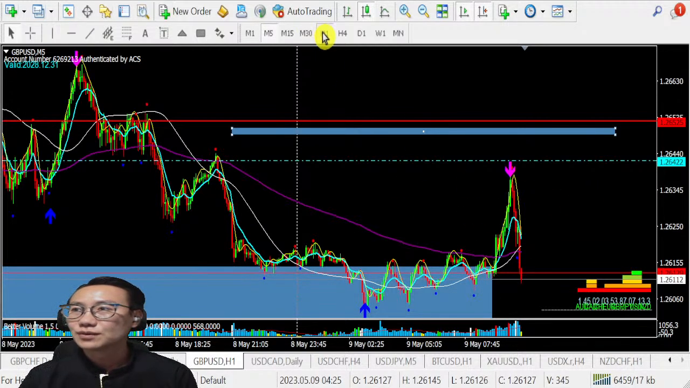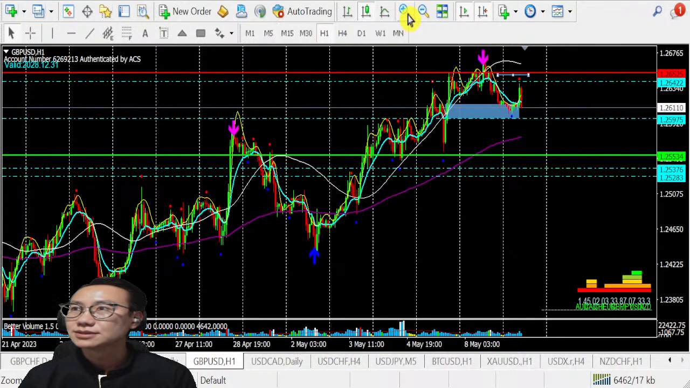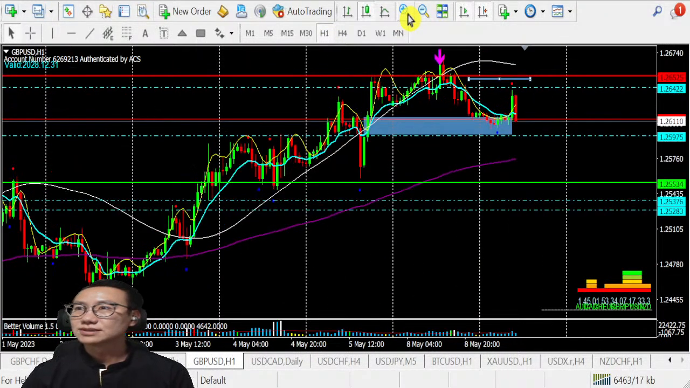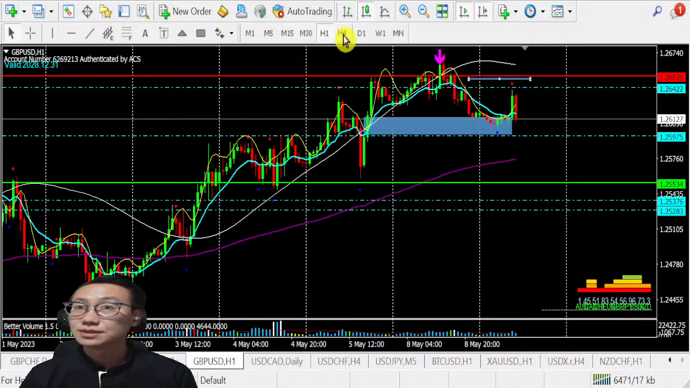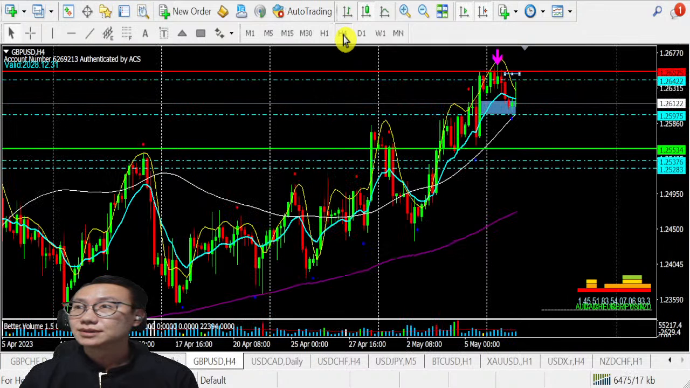I think I will wait for a while. Let me see if there's a good chance there. We are coming into this turbulence area here, where this turbulence area can be a little bit tricky.